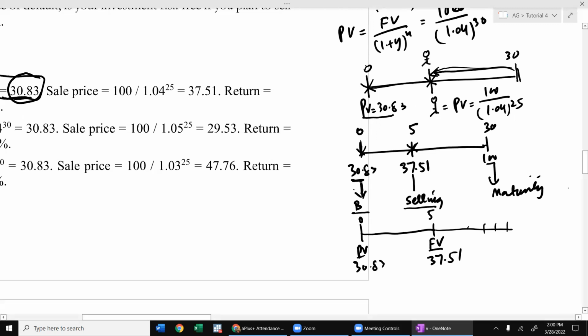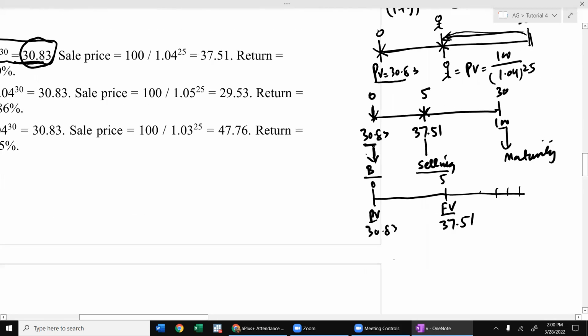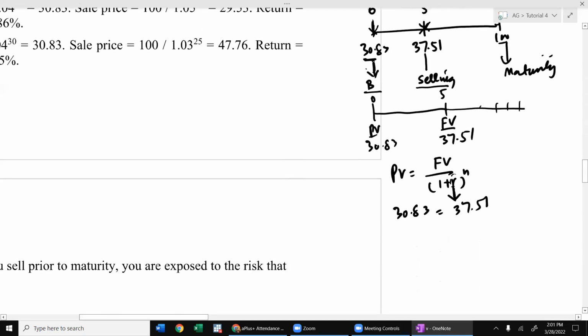When you sell it in the future, it will be sold at 37.51, but when you buy it now, it is 30.83. Since the question is asking us to calculate the return, we know the formula: present value is equal to future value over 1 plus r power n. The question is asking how much return will you get? So we need to calculate this r. So PV is 30.83, FV is 37.51, r we need to calculate, 1 plus r power n. So if we adjust this formula, it would be 37.51 over 30.83, power 1 by 5, minus 1, is equal to r.